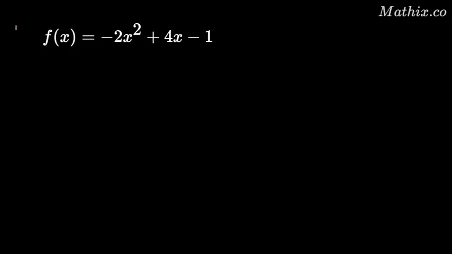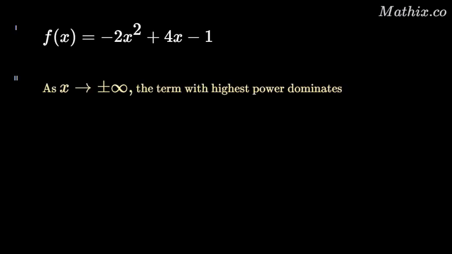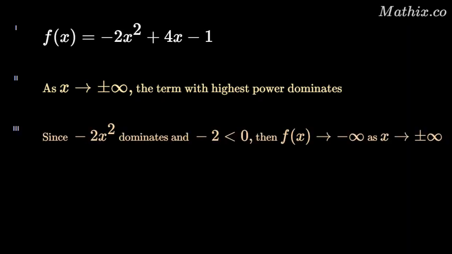The problem is to analyze the function f of x equals negative 2x squared plus 4x minus 1. As x approaches positive or negative infinity, the term with the highest power of x dominates the behavior of the function. Since negative 2x squared dominates and negative 2 is less than 0, the function approaches negative infinity as x approaches positive or negative infinity.